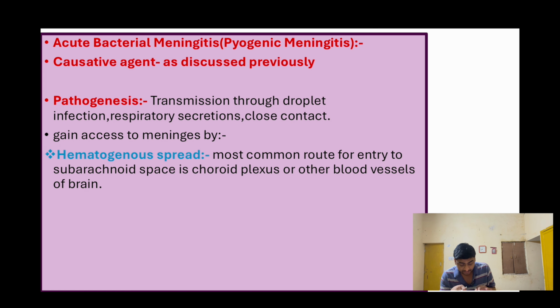The bacteria gain access into the meninges by either hematogenous spread. It is the most common route for entry to subarachnoid space. It's the space between the arachnoid and piamater. So hematogenous spread is the most common route for entry to subarachnoid space.